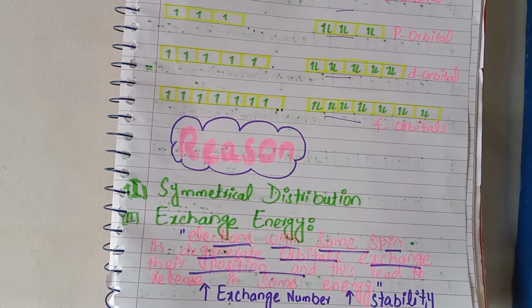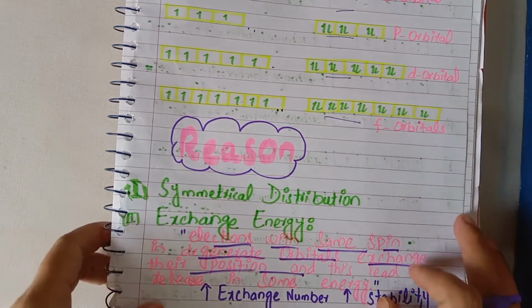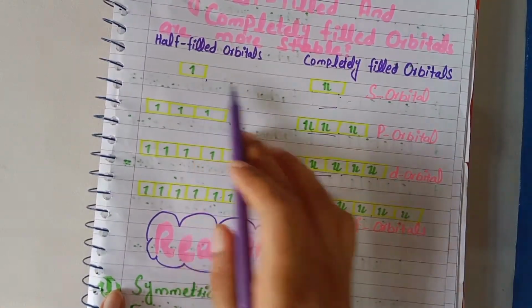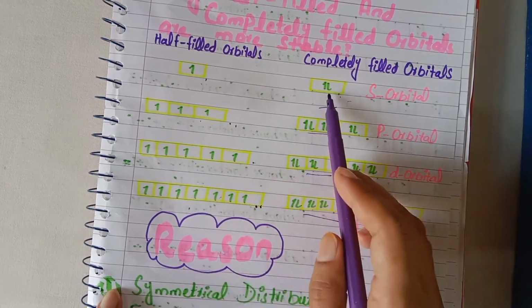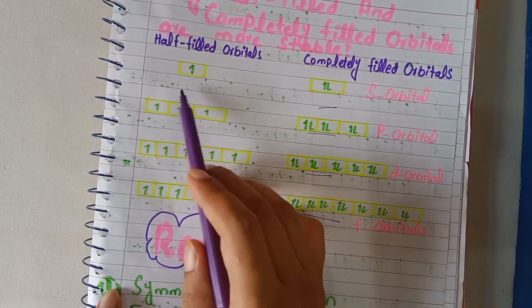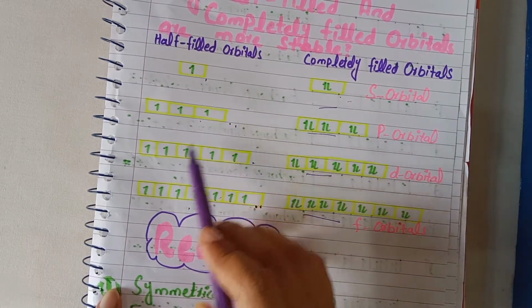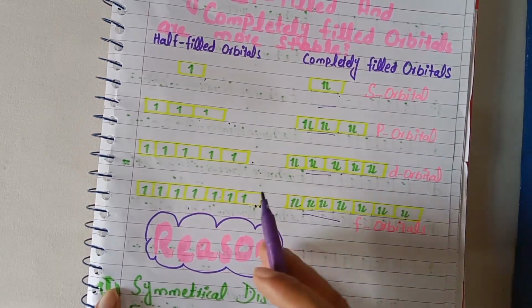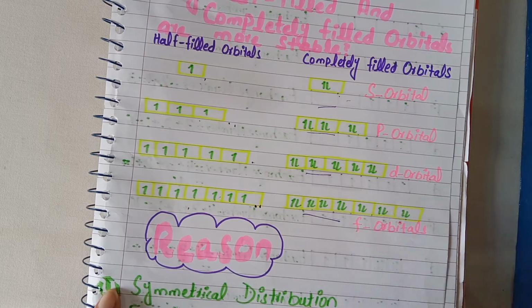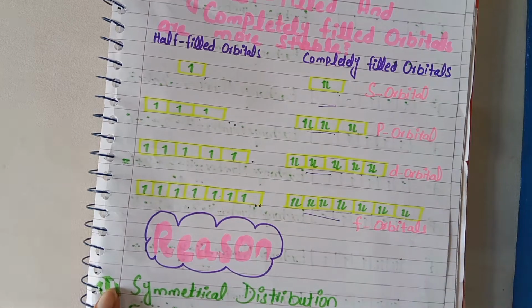Now we will try to understand the reason behind the stability of exactly half-filled orbitals and completely filled orbitals. Number one is symmetrical distribution. As we can see, in these states, that is the exactly half-filled state and the completely filled state, electrons are symmetrically distributed. That leads to the stability of these two states.